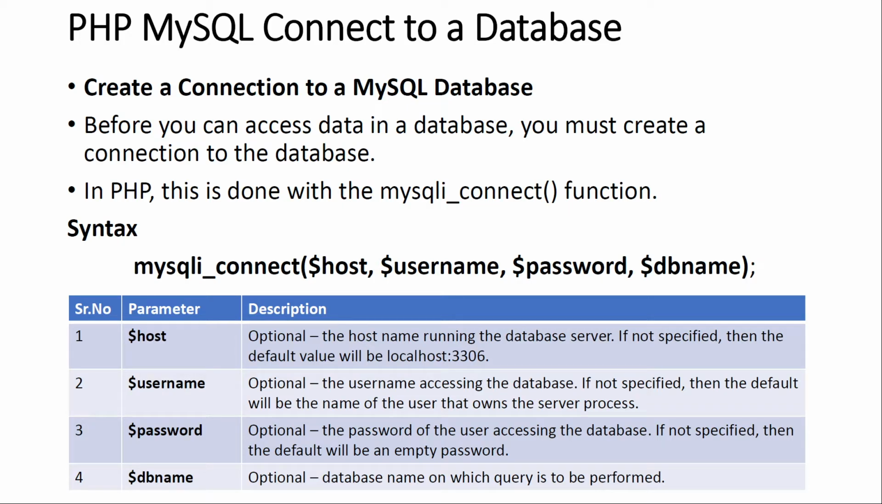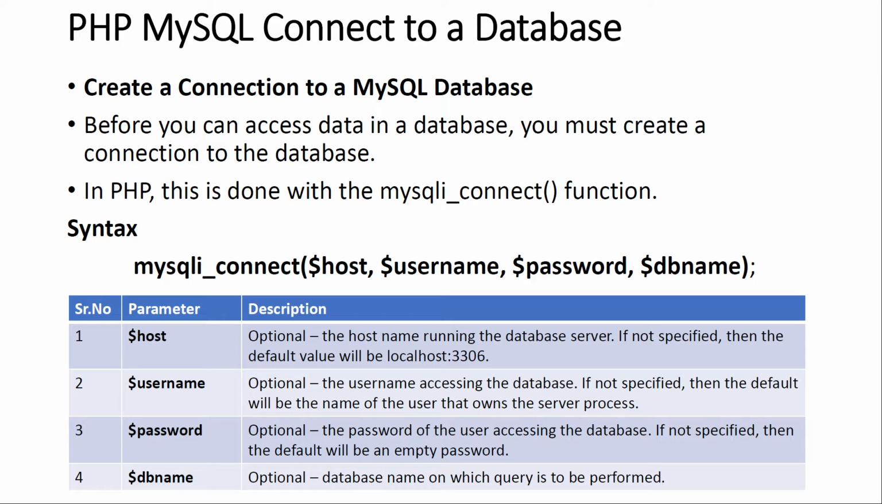So in PHP, they have defined for us a function called MySQLi connect, which takes in most of them. The parameters are optional, but it takes in the host name, which is where your database is running, the server in which your database is running. Secondly, it takes in the username and then the password.